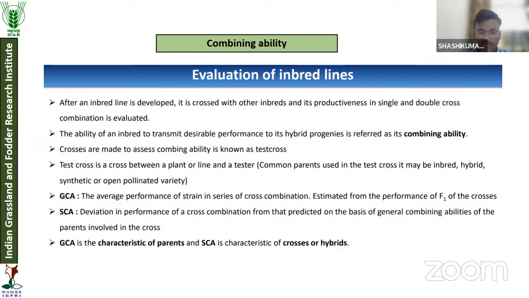What is SCA? If the F1 of a particular P1 into P2 cross is superior over the whole population, that is specific combining ability. It means the superiority you are getting in the F1 of two parents is specific for that cross. So that is called specific combining ability. GCA is a characteristic of parents and SCA is a characteristic of crosses or hybrids.